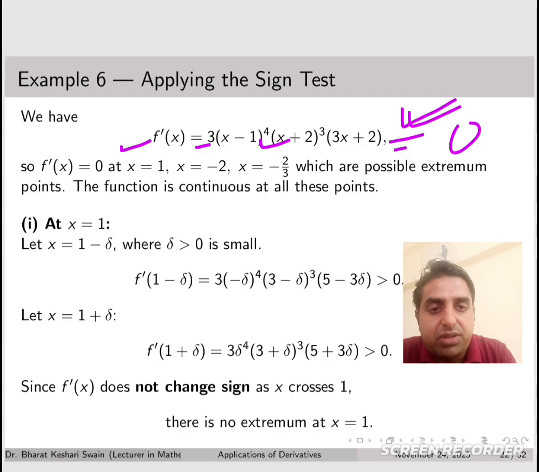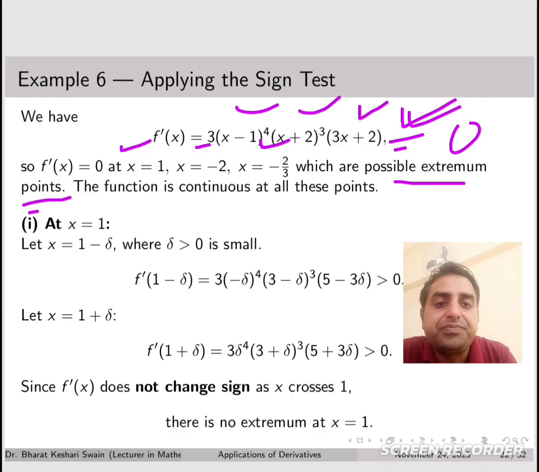That means this factor (x − 1)^4 will be 0 when x = 1. Then from the factor (x + 2)^3, we get x = −2. And if you take 3x + 2 equal to 0, then x will be −2/3. So which are the possible extremum points? That means we get 3 possible extremum points. At these 3 points, we will check whether the function is maximum or minimum. The function is continuous at all these points.